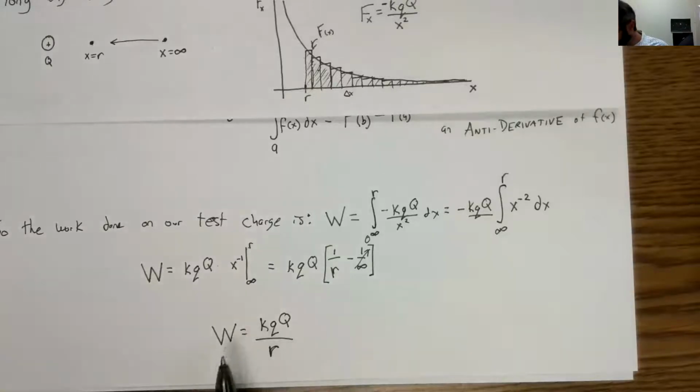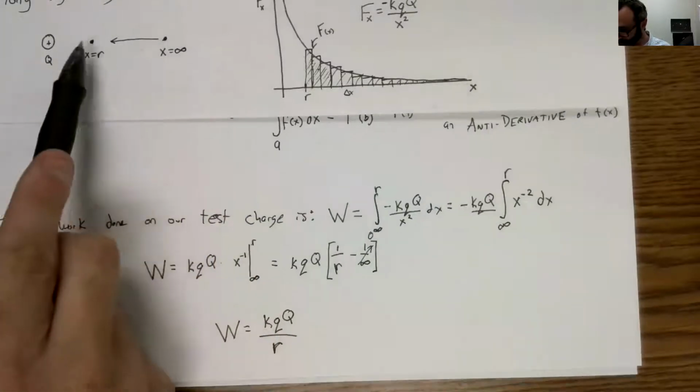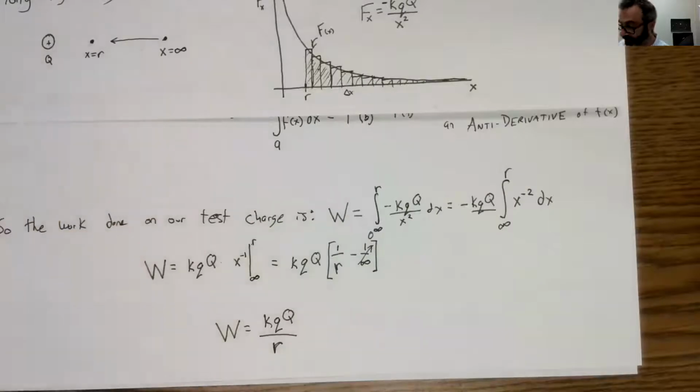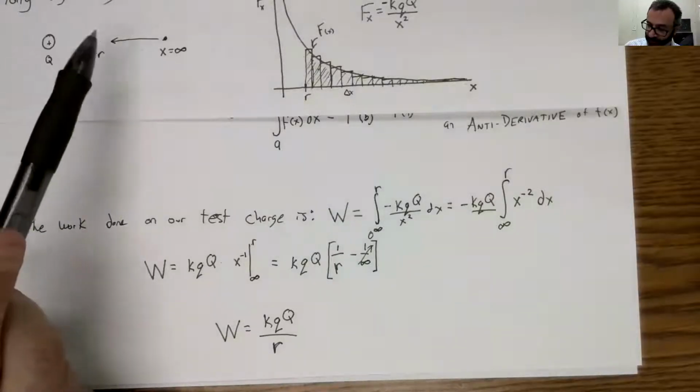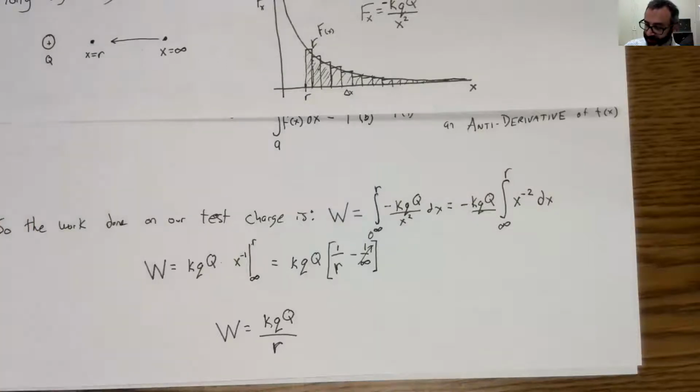So that's how much work it's going to take in order to bring that positive charge in to x equals R. Equivalently, that's also the amount of work that the source charge would do if you put a test charge at R and let it zoom away out to infinity.